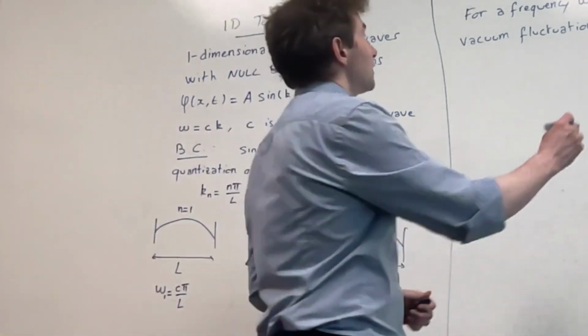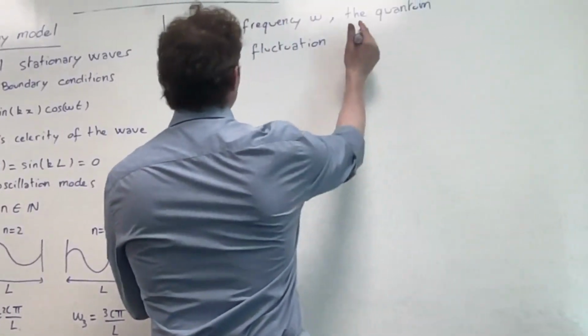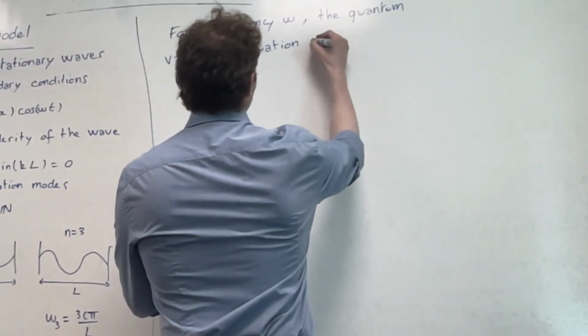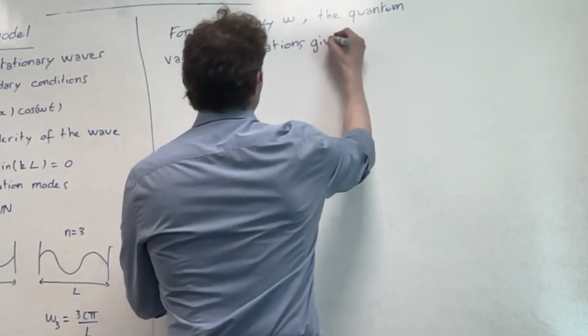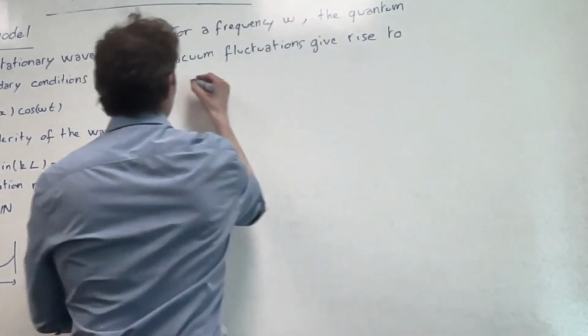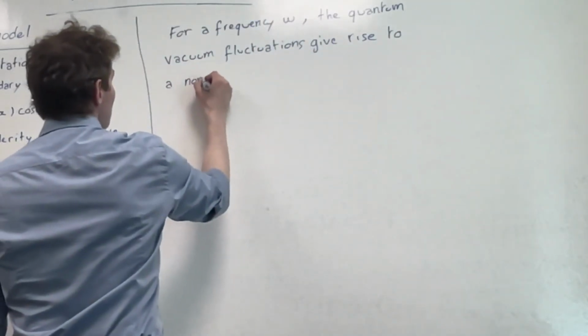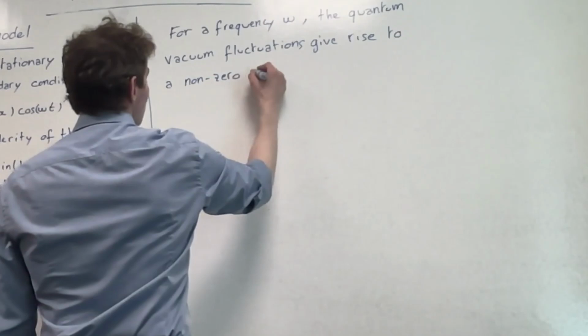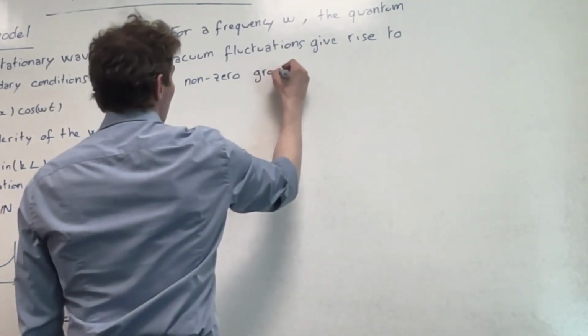And so for the quantum vacuum, for the frequency omega, the quantum vacuum fluctuations give rise to a non-zero ground state energy, or lowest energy.